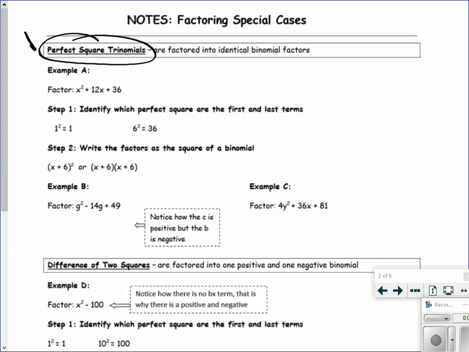If you ever see a shorthand of PST, that means perfect square trinomial. It's one of our special cases for factoring. What does trinomial mean? Y'all remember? It has three terms. So this is what we're starting with, x squared plus 12x plus 36.